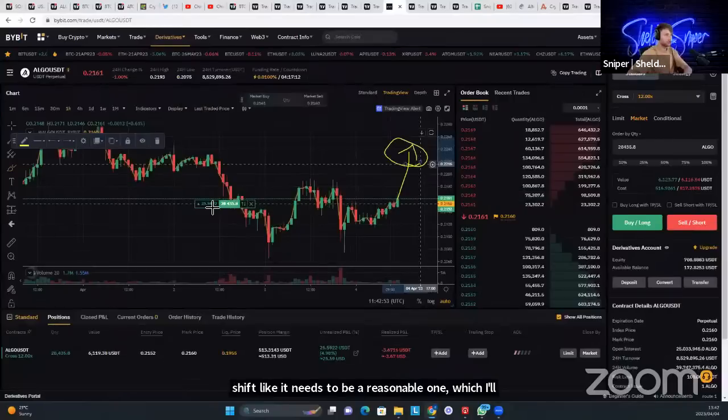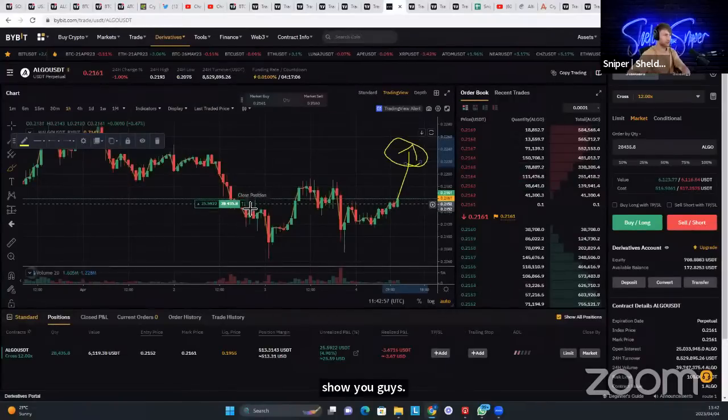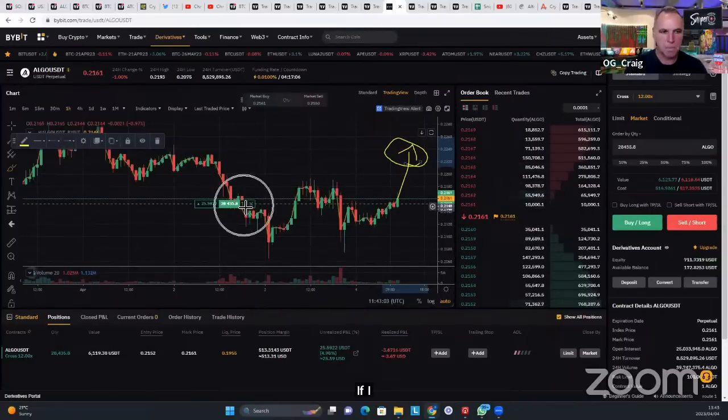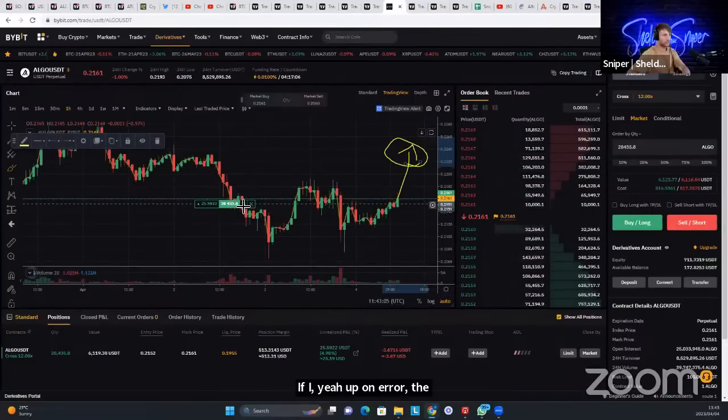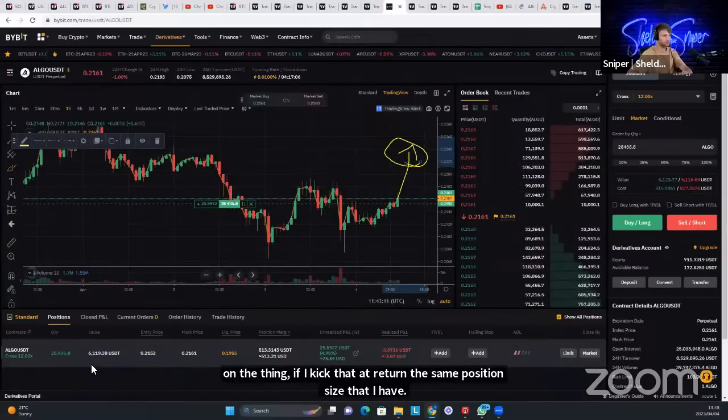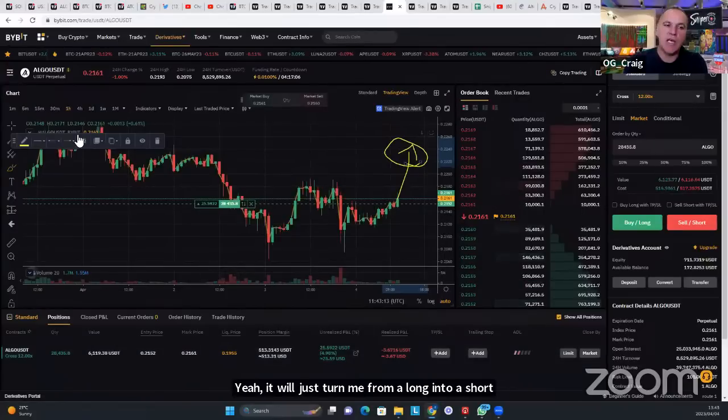But you see here on your position, I've opened a long now, right? You see this little thing here that says reverse position. No, it's an up-down arrow. Yeah, up-down arrow. This one over here on your position. If I click that, it will turn the same position size that I have here. It will just turn me from a long into a short. Yeah, so it takes your initial capital plus your profit and flips the entire thing into a short.